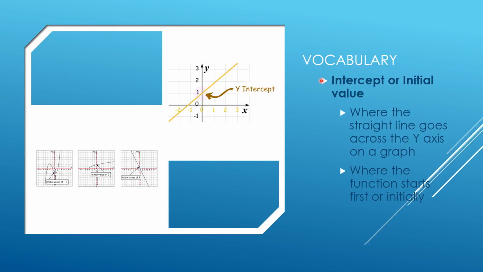Intercept or initial value. That is where the straight line goes across the y-axis on a graph. So this is where it intercepts the y-axis. So where the function starts first or initially. So that's where this line is going to start on the y-axis.